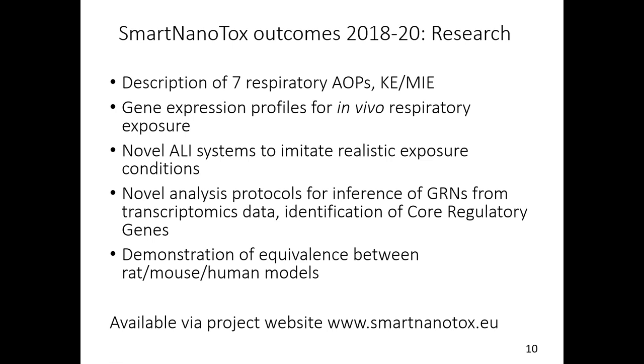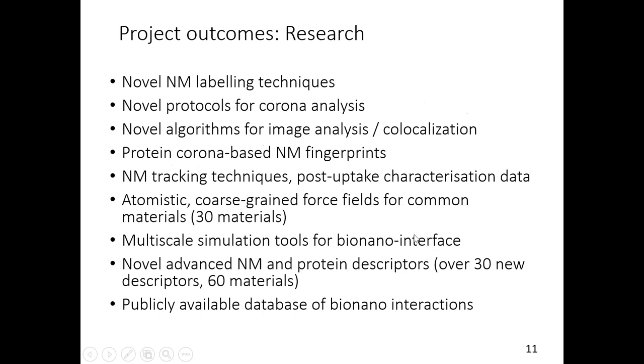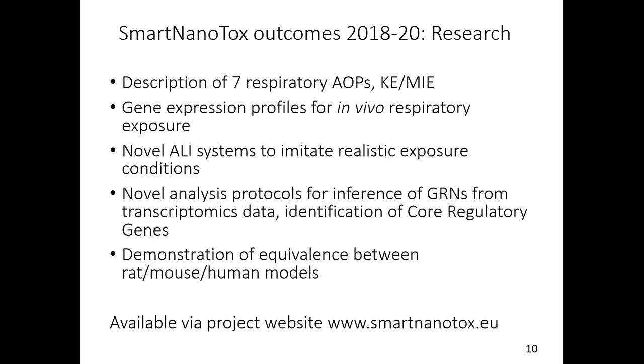So we try to identify new mechanisms and new pathways based on omics, not only based on databases, and identification of core regulatory genes. Then, sorry, I switched too fast, the demonstration of equivalence between rat, mouse, and human models. We have the first signs that it could be possible in certain cases, and we have the mapping for that.